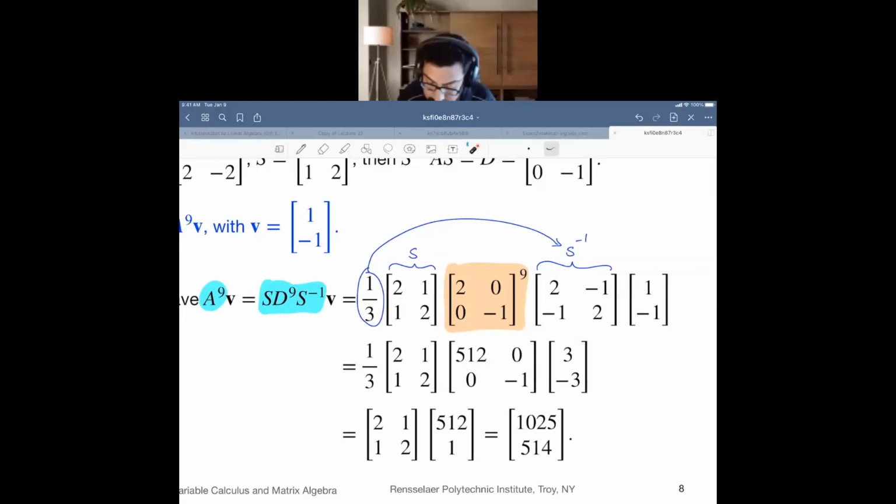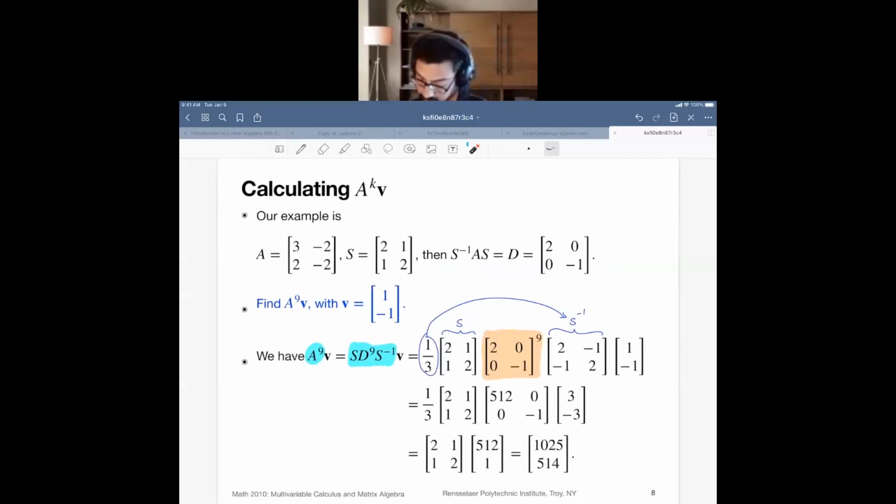So if you want to raise a diagonal matrix to the 9th power, all you do is raise each element in the diagonal to the 9th power. So 2 raised to 9 is 512, -1 raised to 9 is -1. Everything else remains as is. Carry out the multiplications now. Pretty straightforward. You get your answer pretty quickly, as opposed to doing this A raised to 9. So this is what makes it very convenient.